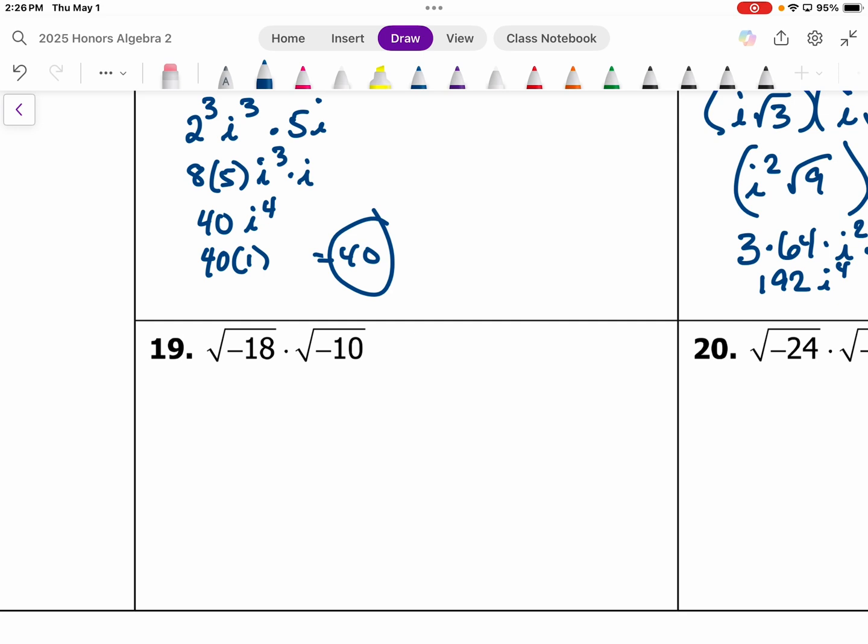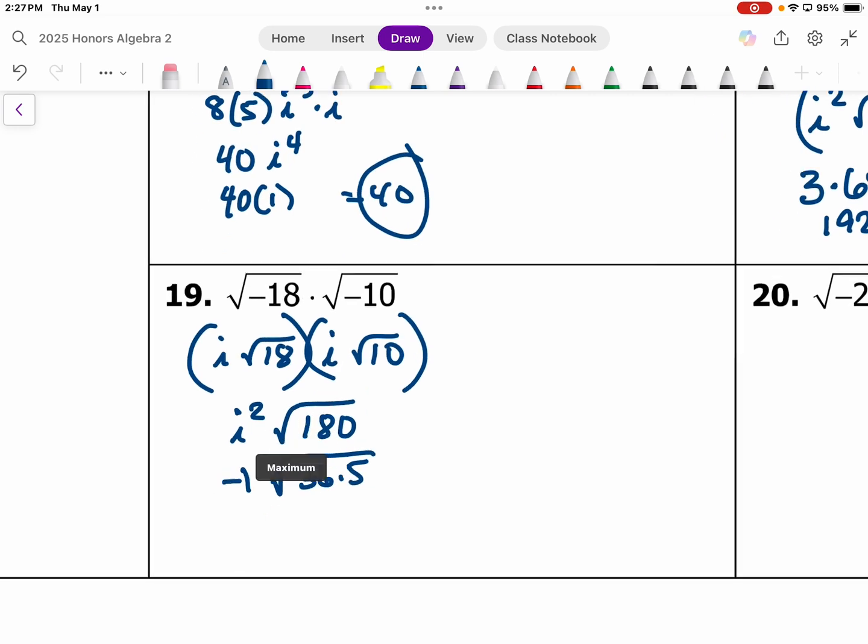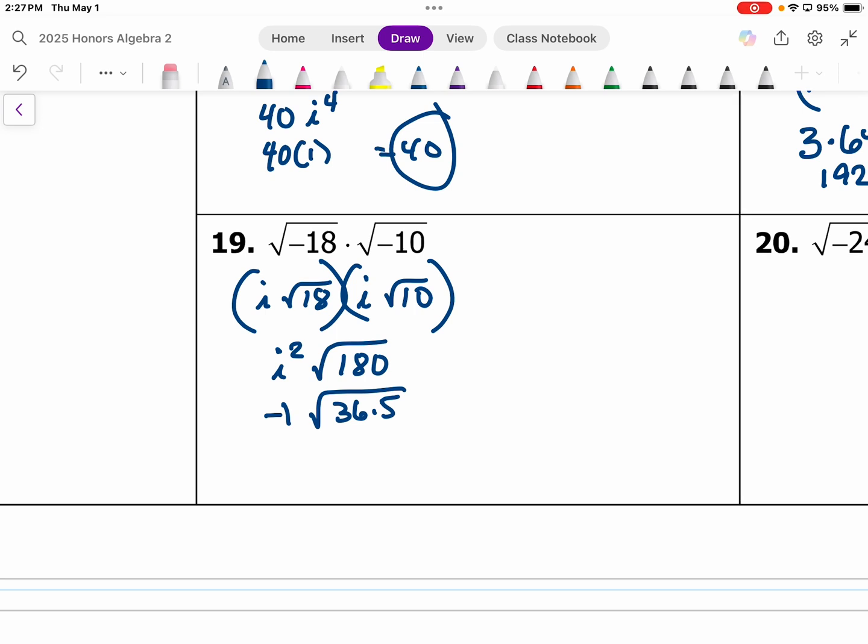So on this one, they want you to take the i out first. There's different ways of thinking about it. Now I'm going to write it as i squared square root of 180. And then if you want to substitute in for the i squared, you can. It's negative 1 there. Square root of 36 times 5. And then the last thing I would do is square root of 36 is 6, so it's negative 6 square root of 5. And that's my final answer there.